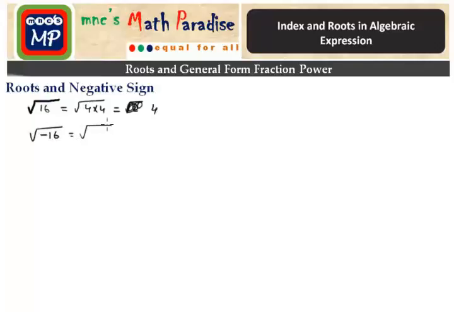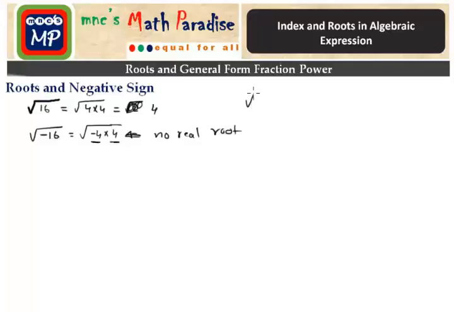Minus 16 we can write as minus 4 times 4. So here this is not the same, because one is minus 4 and another is 4. So we can't take out anything. So no real root is possible for this case.